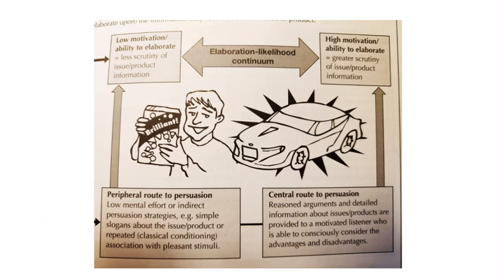So this is just a different diagram of it. You can see at the top, I like this diagram because it shows a continuum. We've kind of got it in two boxes, haven't we? But everyone will fall somewhere on this continuum. It won't be that they're totally highly motivated or not motivated at all. Actually, most people will probably be somewhere in the middle.